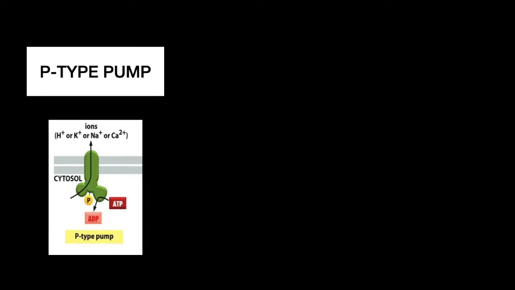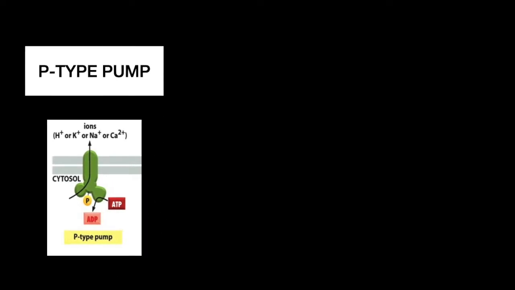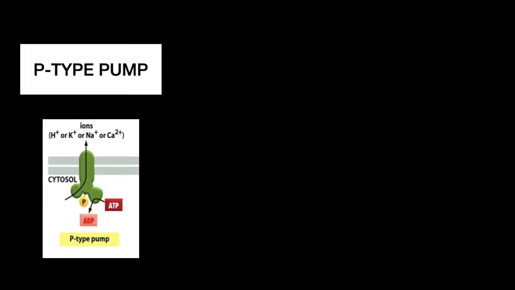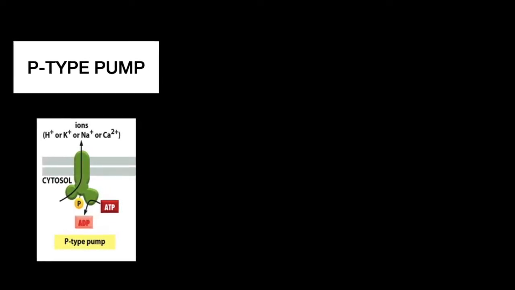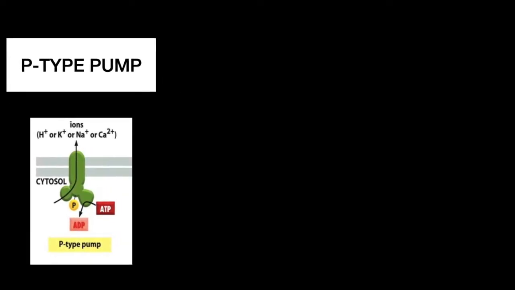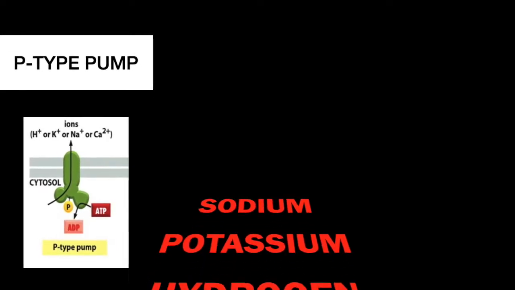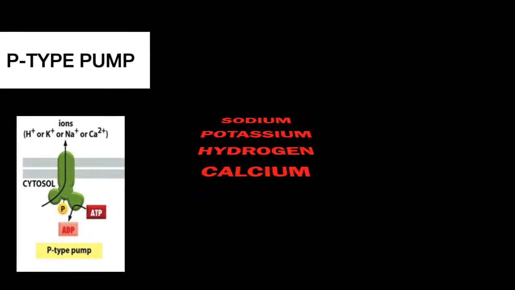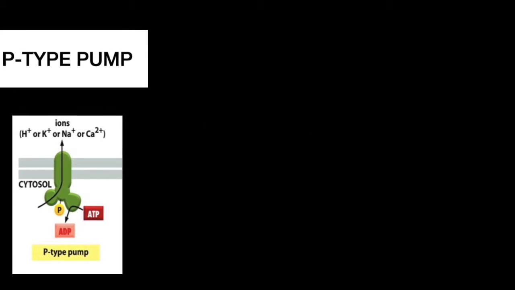P-type pumps are structurally and functionally related multipass transmembrane proteins. They are called P-type because they phosphorylate themselves during the pumping cycle. This class includes many of the ion pumps that are responsible for setting up and maintaining gradients of sodium, potassium, hydrogen, and calcium across cell membranes.